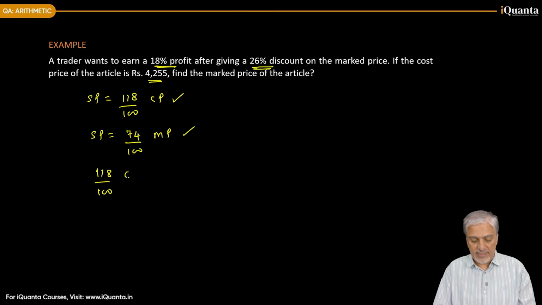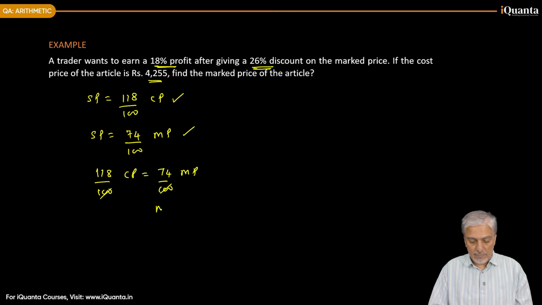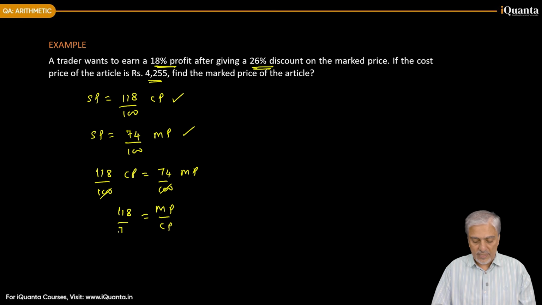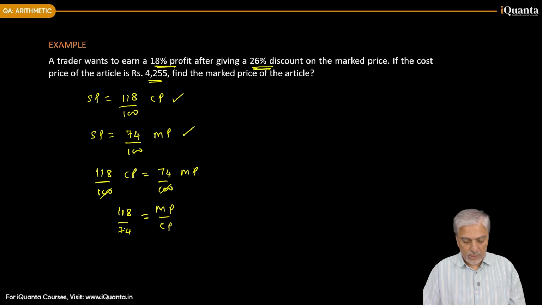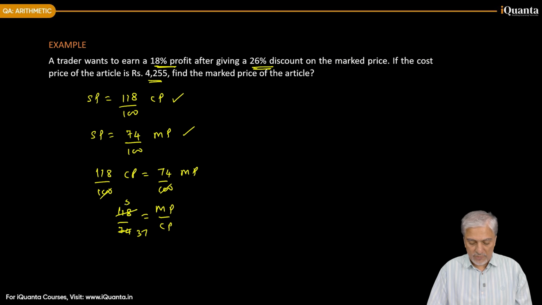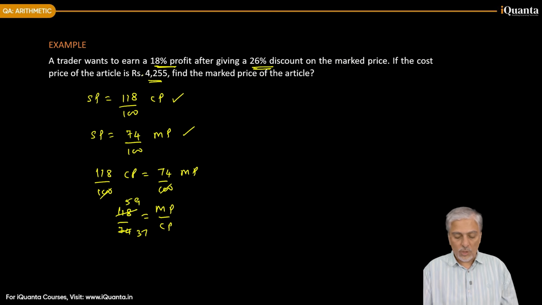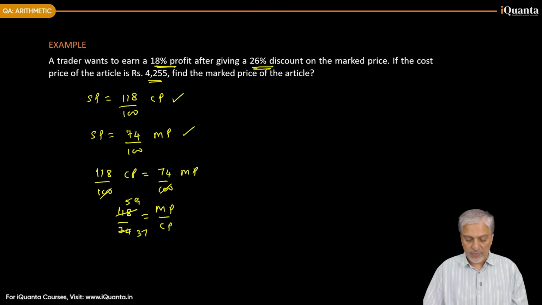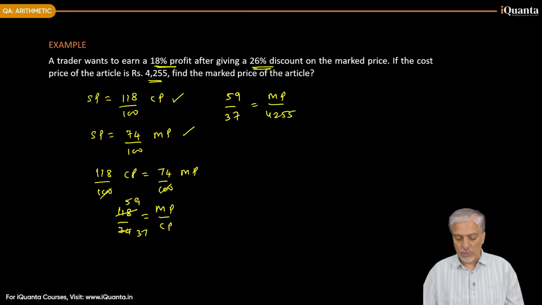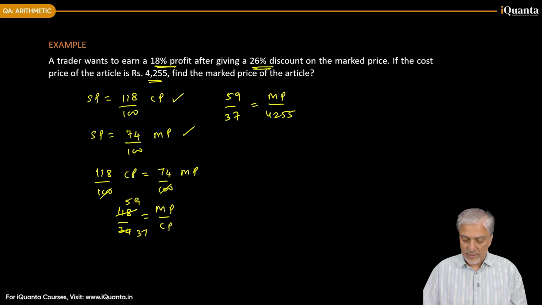118 upon 100 CP is 74 upon 100 MP. 100 cut. So I'll get mark price upon cost price is 118 upon 74. We can reduce this. This will become 37, this will become 59. We know the cost price of the article is 4255. So 59 upon 37 is equal to mark price upon 4255. You can use a calculator over here if you want, and you can just calculate.